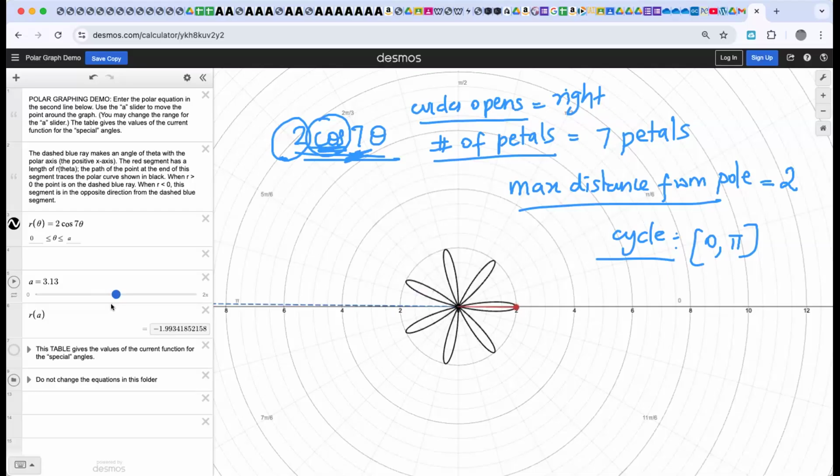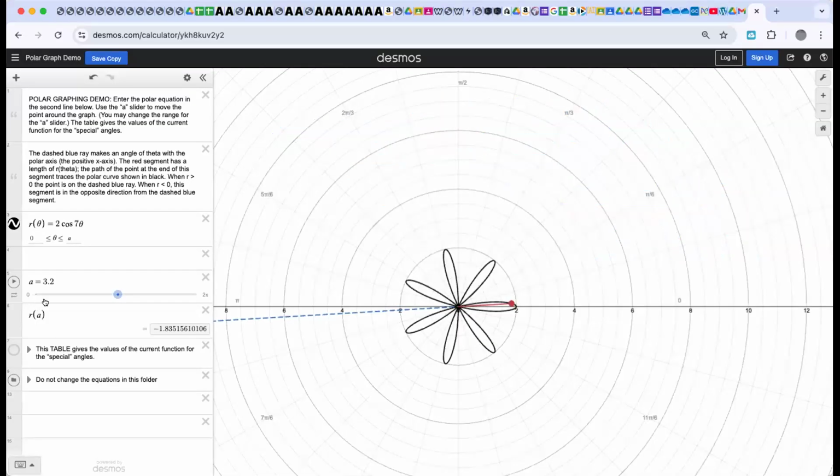Did you see the number of petals? 7. And this was cos, right? So the highest value was 2. Did you see that? And it was on the horizontal axis. So now I'll give you one more. Unless you're thorough with this, it's very difficult to move on.